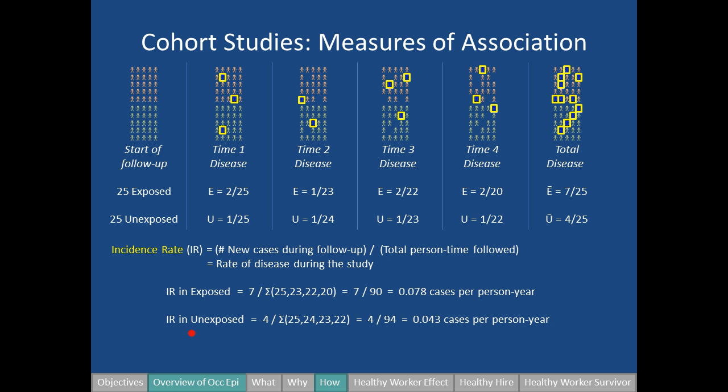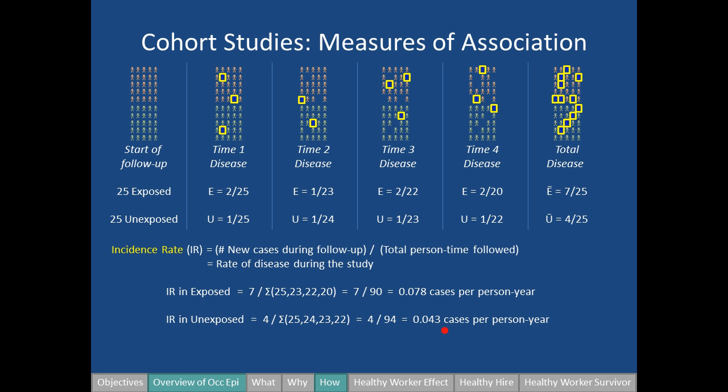Now the incidence rate in the unexposed group, same formula: 4 over, and then you add in the 25, 24, 23, 22. That gives us 94. So you can see we actually had a little bit more person time in the unexposed group compared to the exposed group, and this measure takes that into account. So we get 0.043 cases per person year.